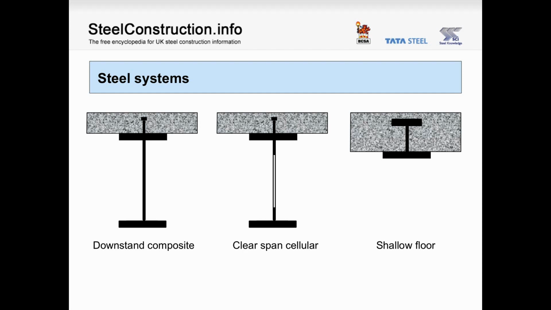For the clear span cellular, it's formed by taking either a standard universal beam section and then splitting it, or by fabricating the section from plate. Cellular beams started off life as castellated beams with hexagonal openings, but have become standardised on circular cells to avoid stress concentration around the openings. Because of the fabrication process, you have the option to have a lighter top T and a heavier bottom T where the steel is working harder. We then have the shallow floor system that has the ASB integral with the floor slab.